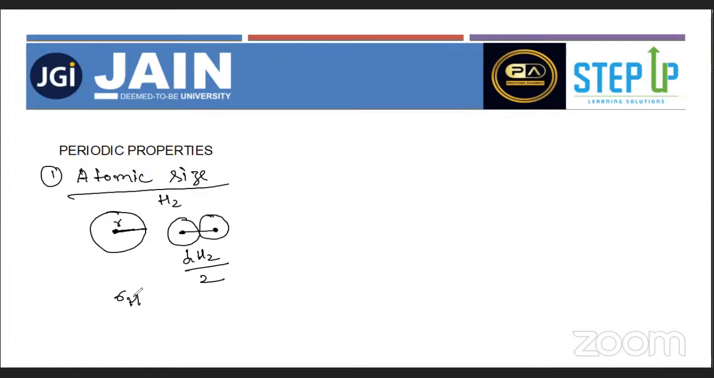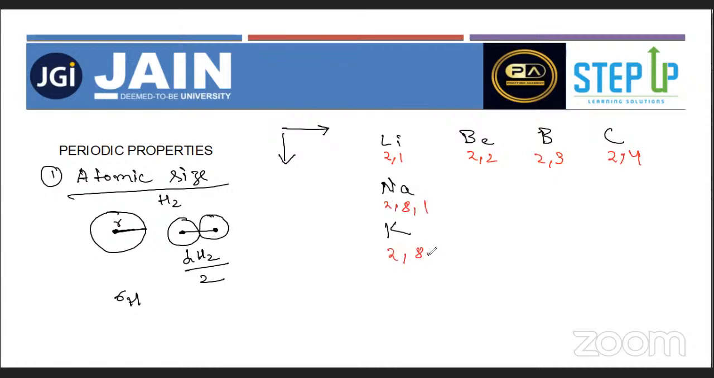Okay. Now, every time we look at periodic properties, there are two possibilities. Either it goes like this across a period, or like this down a group. So let's take a few examples. Say I have lithium, beryllium, boron, and carbon over here, and on this side I have lithium, sodium, and potassium. If you see here, lithium is 2,1; then 2,2; 2,3; 2,4, like this it is going. And here it is 2,8,1. Here it is 2,8,8,1.